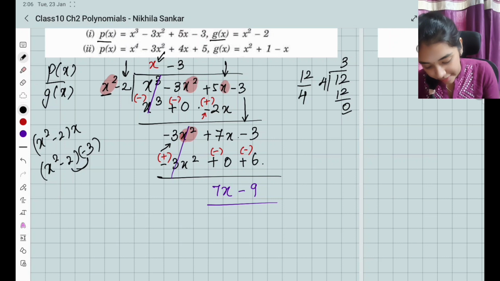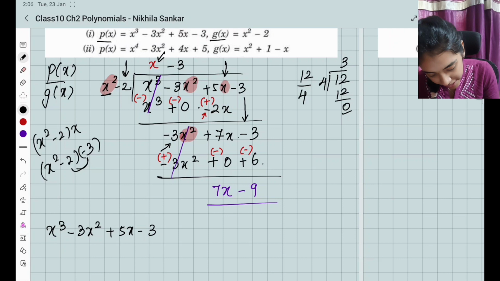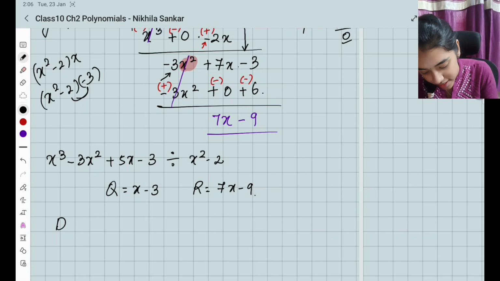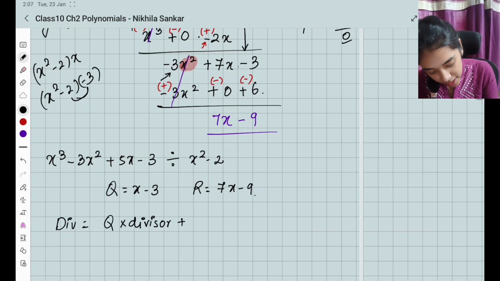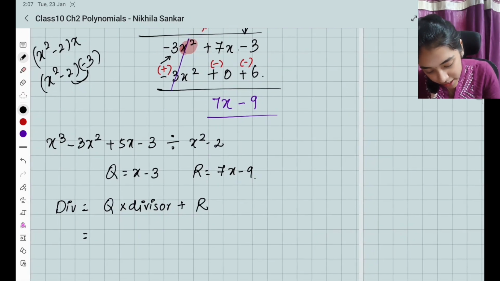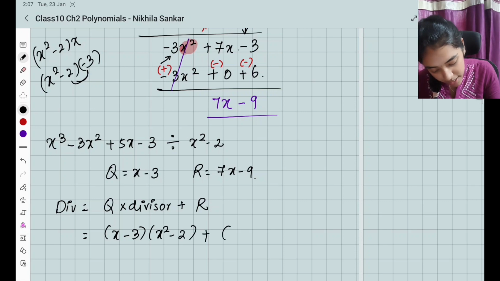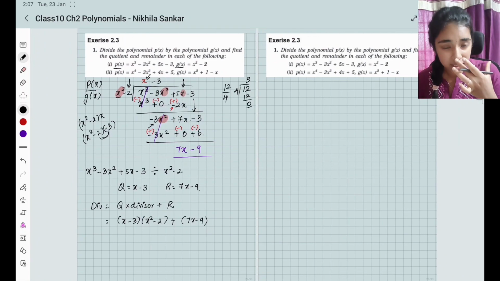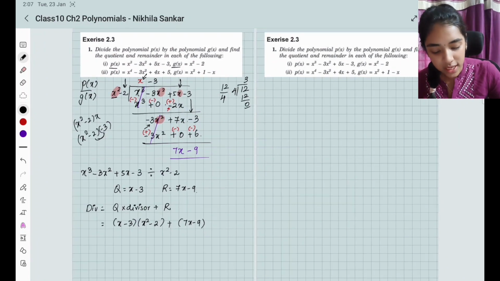So from this we can write it as, if you divide x cube minus 3x square plus 5x minus 3 by x square minus 2, I'm going to get the quotient to be x minus 3 and the remainder equals 7x minus 9. So how can we write this? I can write dividend equals quotient into divisor plus remainder. So dividend equals quotient, which is x minus 3, into divisor x square minus 2, plus remainder. Okay, so this is just how to split big fractions. If x cube and so on are there, you should know how to split them. So that is why we are doing this.